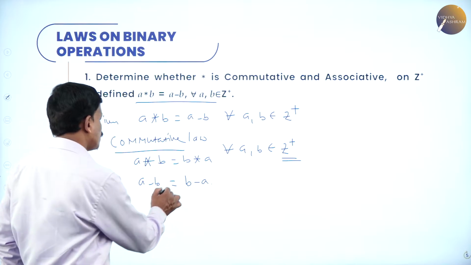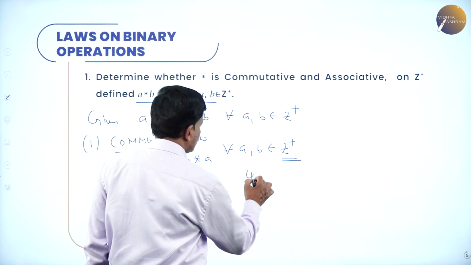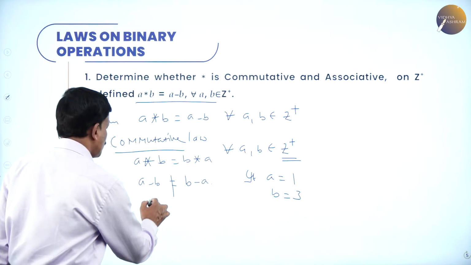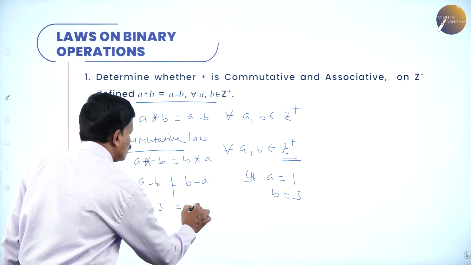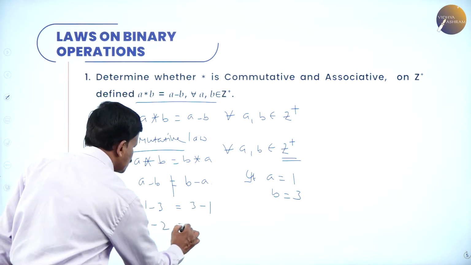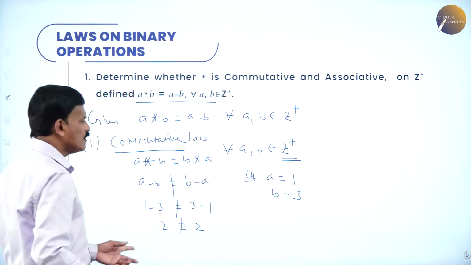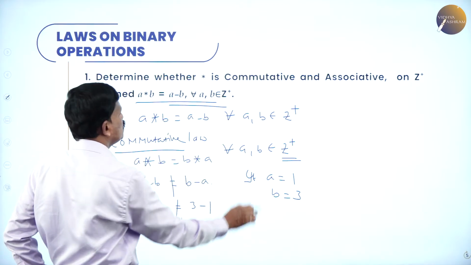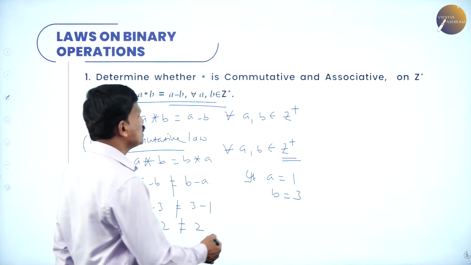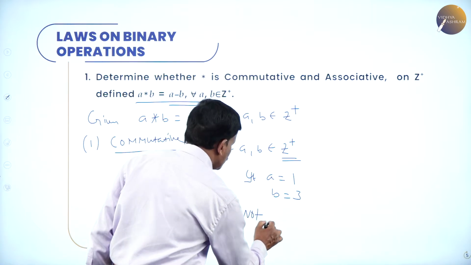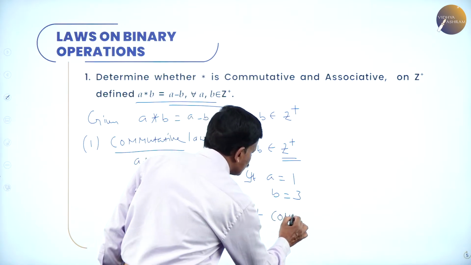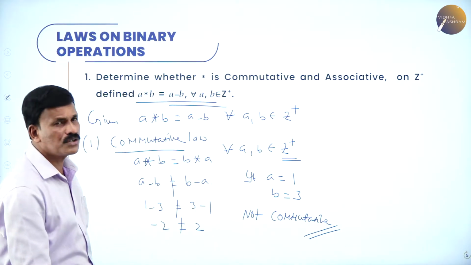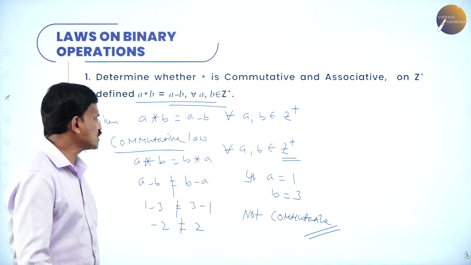So A minus B is not equal to B minus A, because suppose if A is equal to 1 and B is equal to 3, then what is A minus B? 1 minus 3 is minus 2, and 3 minus 1 is 2. This is not possible. One is minus 2, another one is plus 2. So therefore A star B is equal to A minus B for all A, B belongs to Z plus is not commutative.